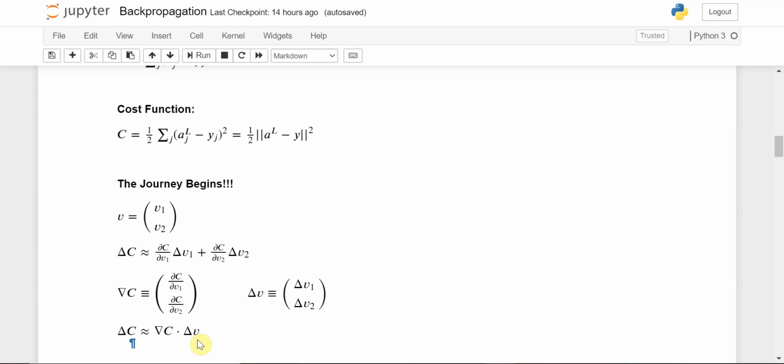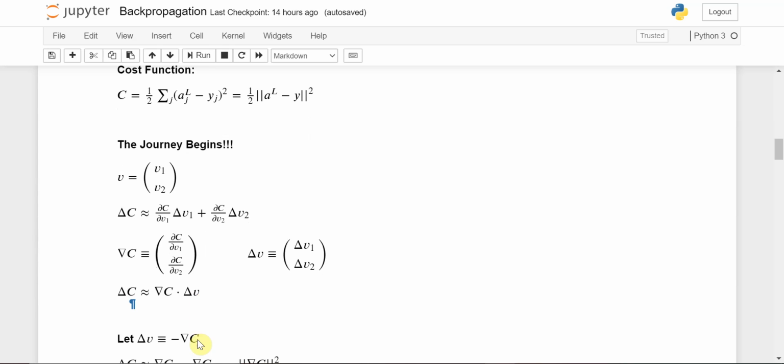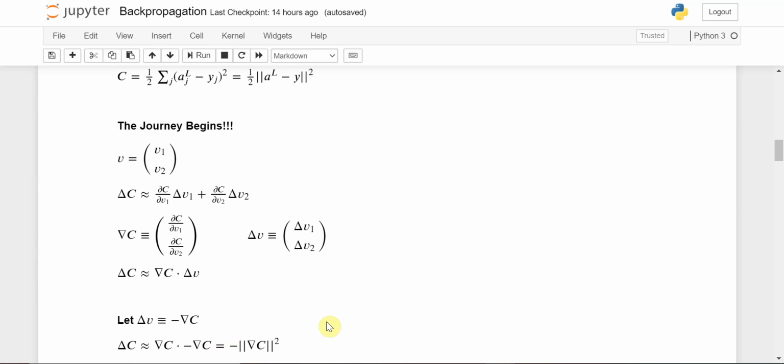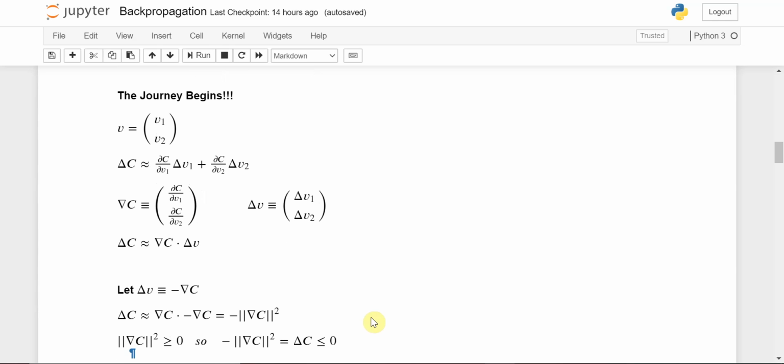Seeing the gradient of C in the equation and knowing that we're changing C makes us wonder if setting delta V to be equal to the negative gradient of C works. Substituting this value in gets us this. Notice that the magnitude thing comes back here, so once again, make sure you see the connection. Since anything squared is greater than 0, we have found a way to make sure that delta C is always negative. At least almost always negative.